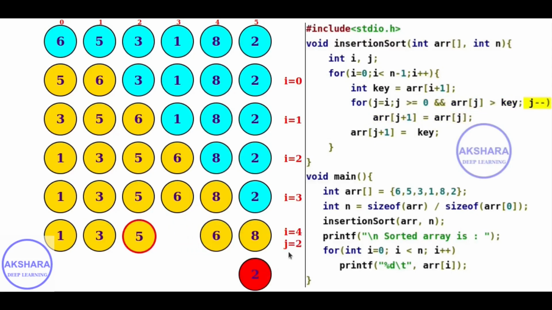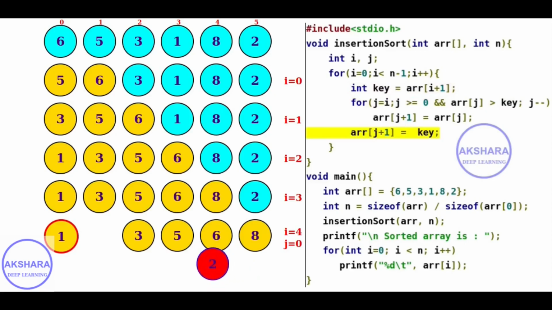j will be decremented, so now j is 2. Again array of j, 5, is greater than this key, so this 5 will be moved one position right. Again j will be decremented. Now j will be 1. Here also array of j, 3, is greater than this key, so this 3 will be moved one position right. Again j will be decremented, so now j is 0. See here array of j, 1, is not greater than this key, so this condition will fail, so this for loop will exit. Now this key will be moved to j plus 1 index. Now j is at index 0, so this key will be moved to index 1. After completion of this fifth pass, all the elements are sorted now.